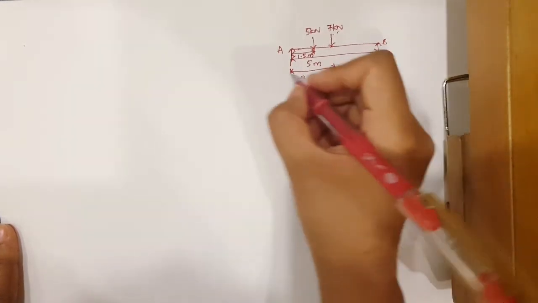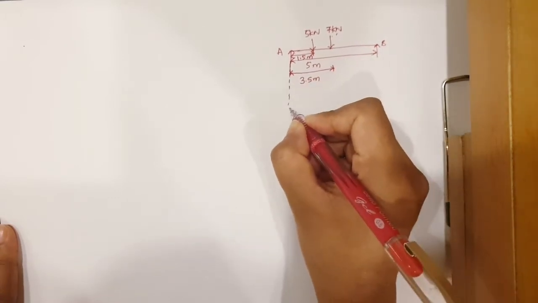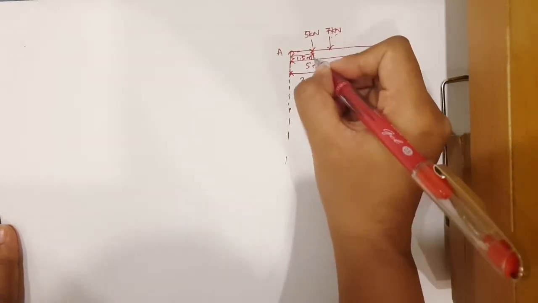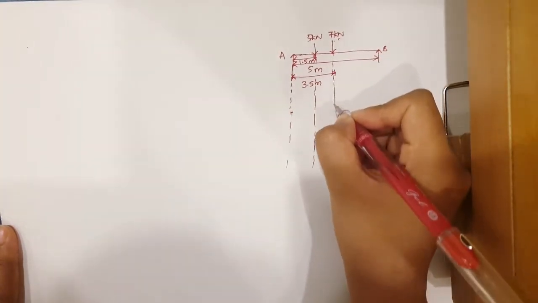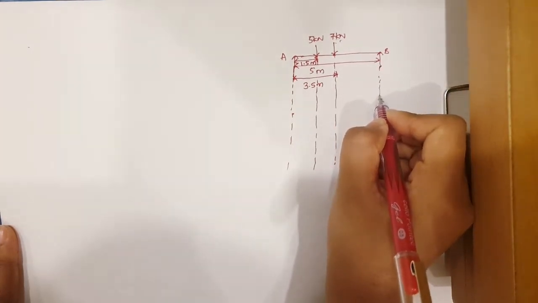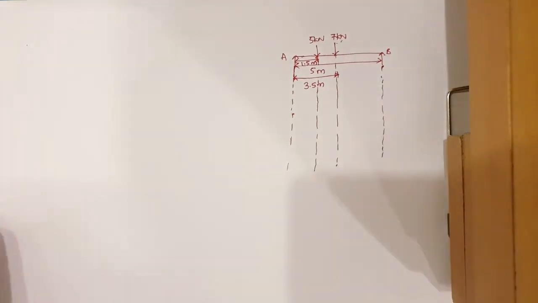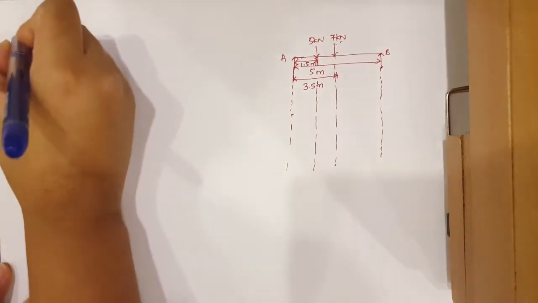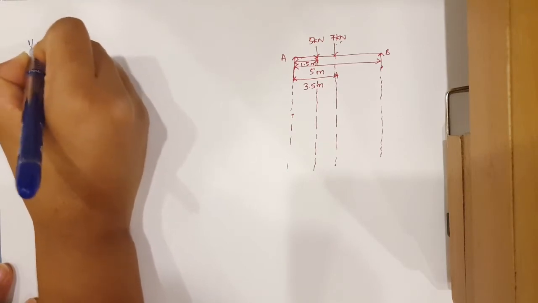Okay, so now for this we need to draw shear force and bending moment diagram. So I'll just draw a line here. Now let us find one by one. The first step is to find reaction. So first one, we need to find reactions.